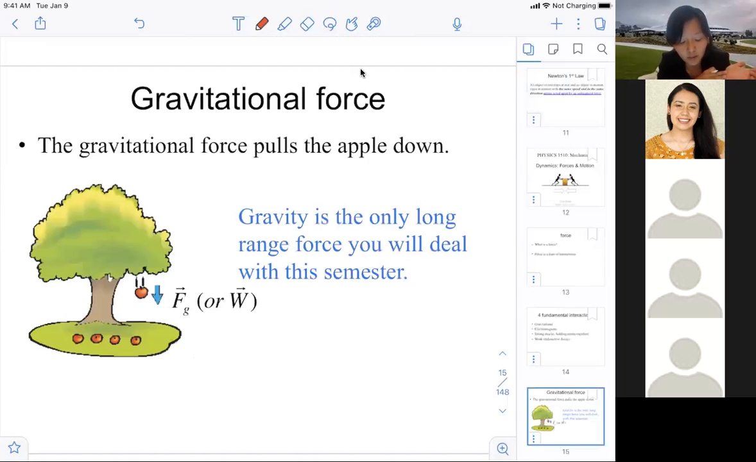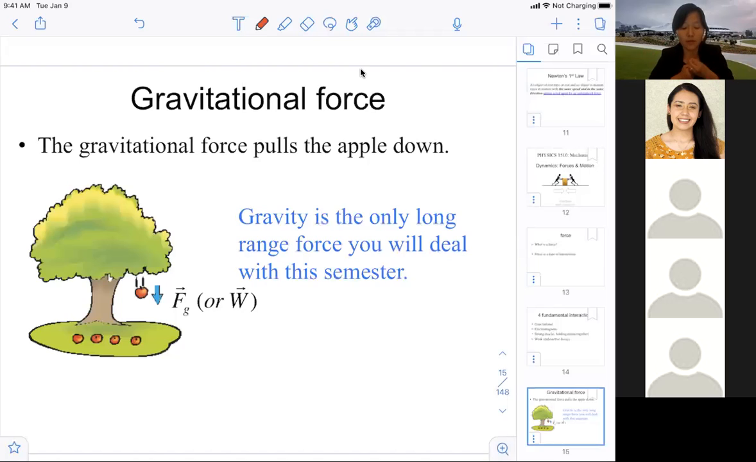So what I mean by long range is acting without direct contact with each other, right? So let's say if you push or pull something, you need to have contact with the object. Later on, the next forces, friction, normal force, all of those require contact. But gravity doesn't, right? You don't have to touch the Earth to feel this force.